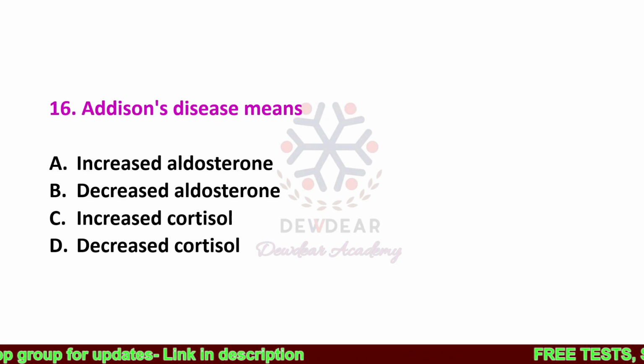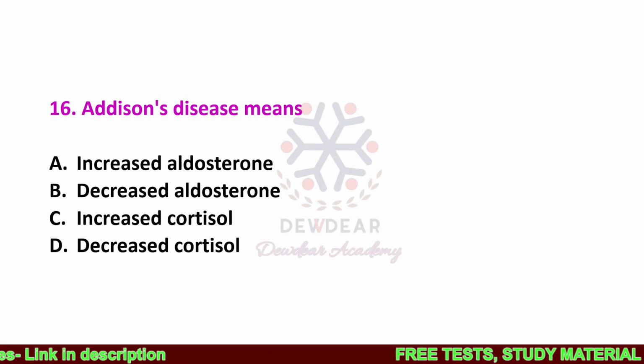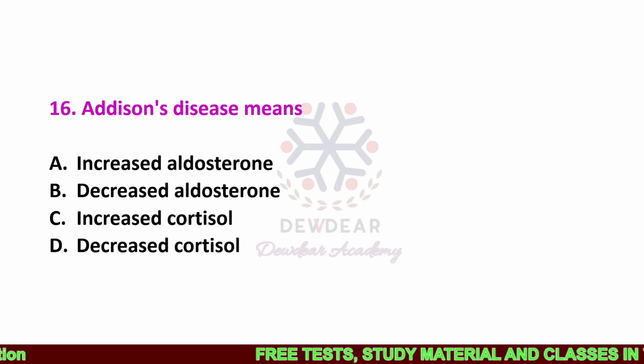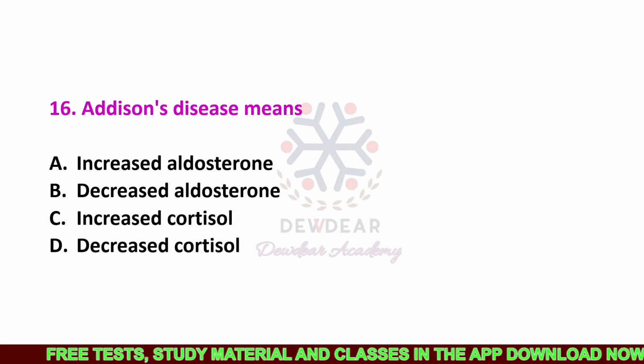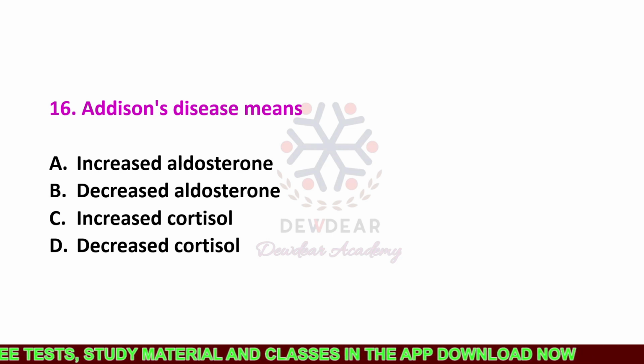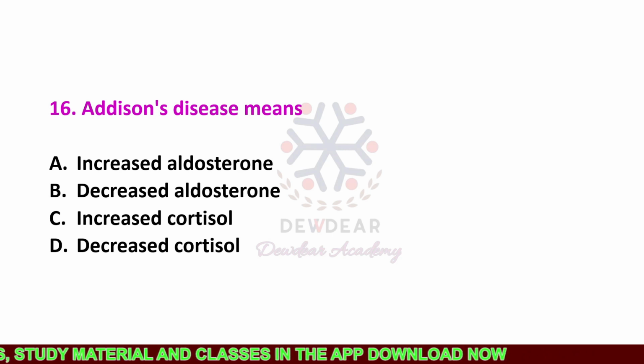Now 16th question, Addison's disease means. Options are increased aldosterone, decreased aldosterone, increased cortisol, decreased cortisol. So here the correct answer is that in Addison's disease there will be decreased cortisol.